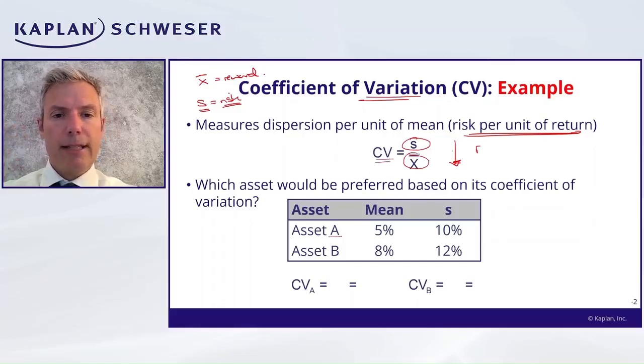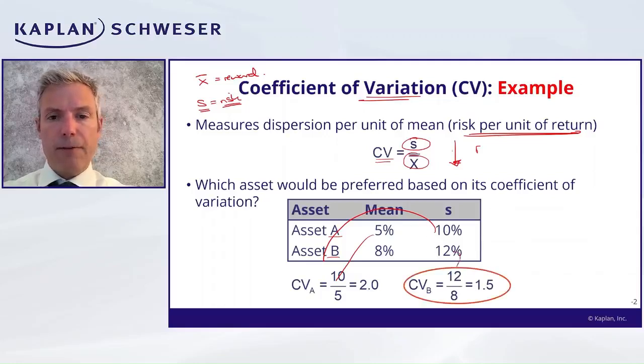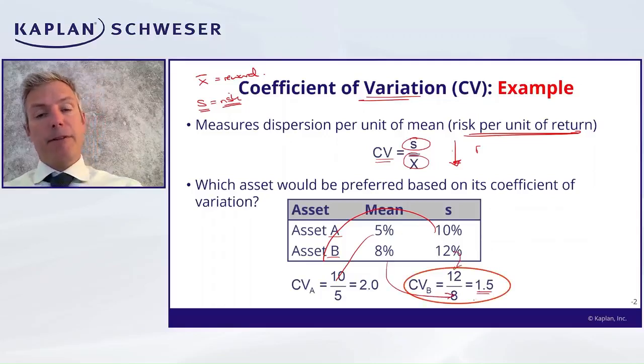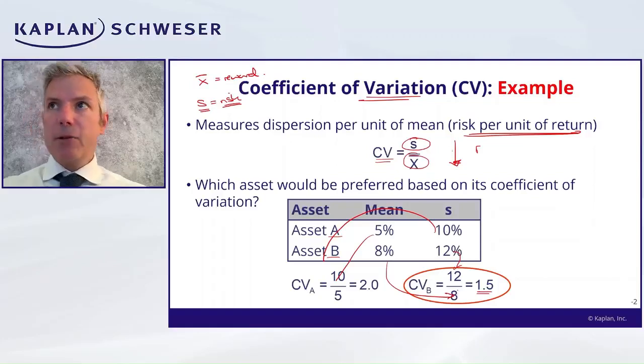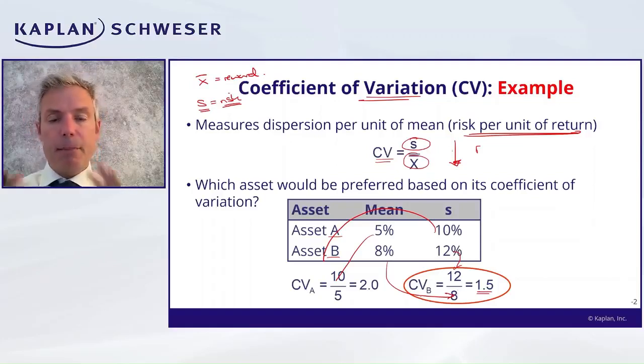Have a look at these two assets here. If you've got asset A with a standard deviation of 10 and a mean of 5, that's got a coefficient of variation of 10 over 5, which is 2. When you consider that next to asset B, which has a coefficient of variation of 12 divided by 8, you find this lower coefficient of variation will be more attractive. Now, like I say, it's quite a naive measure. It's quite simplistic, but based on that measure alone, you would prefer asset B because there's less risk per unit of return.